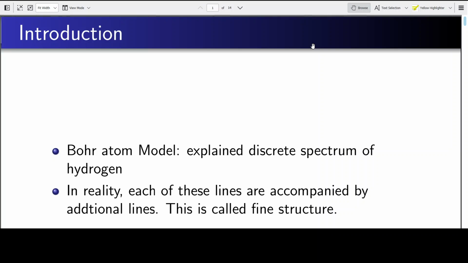Welcome to this video on fine structure of hydrogen spectrum. In this video, I will explain what is the meaning of fine structure and derive expressions for it.